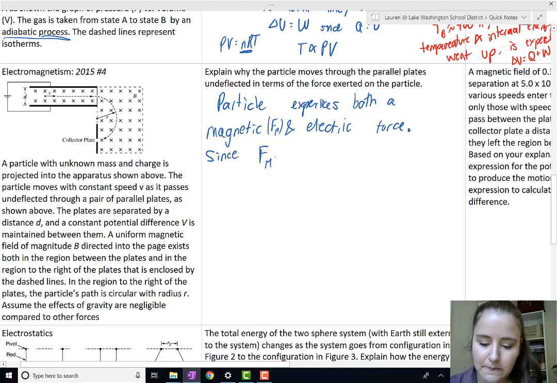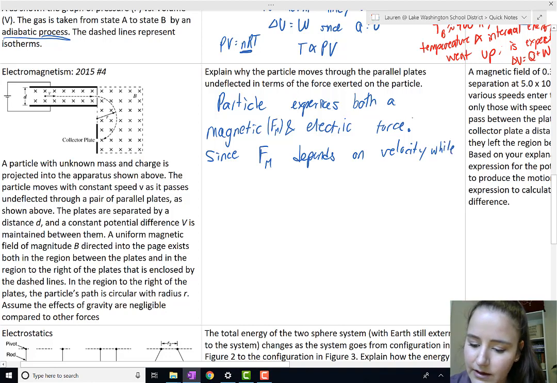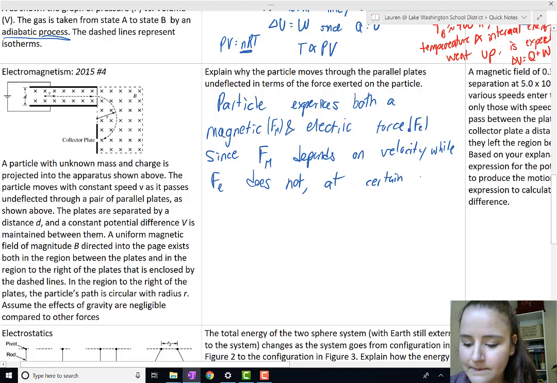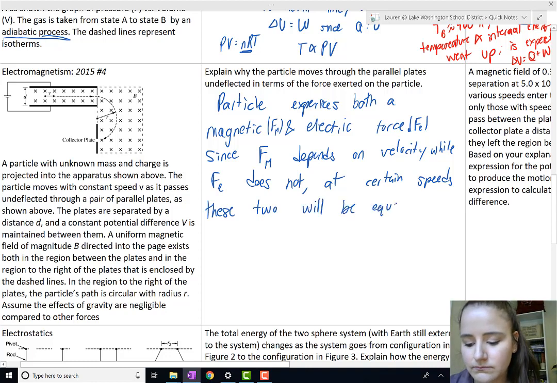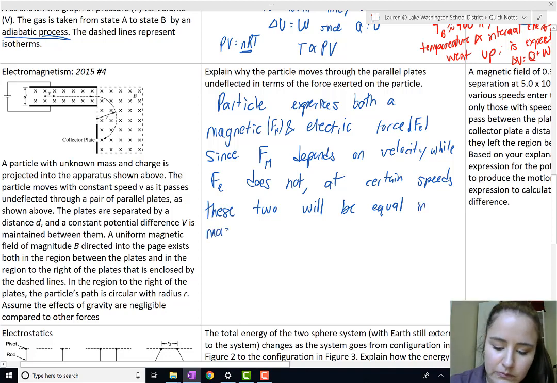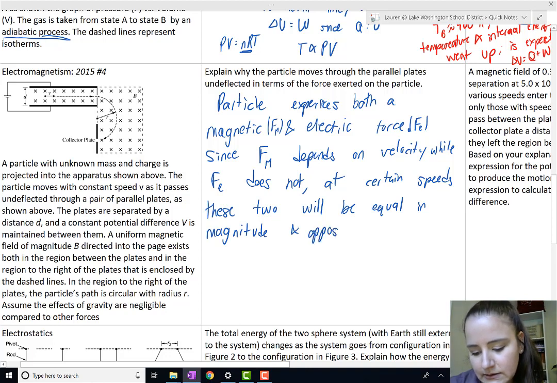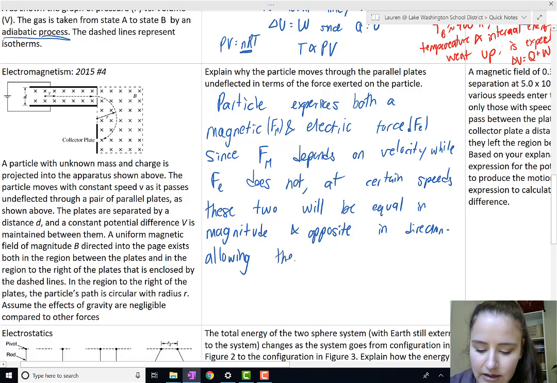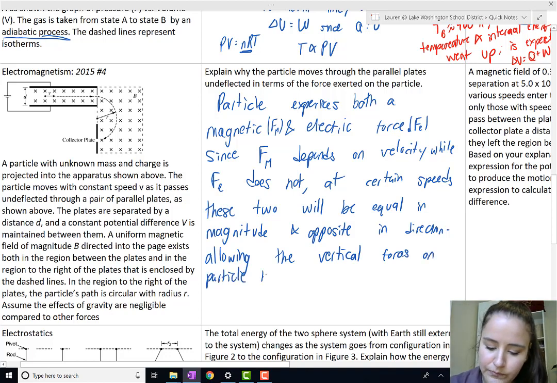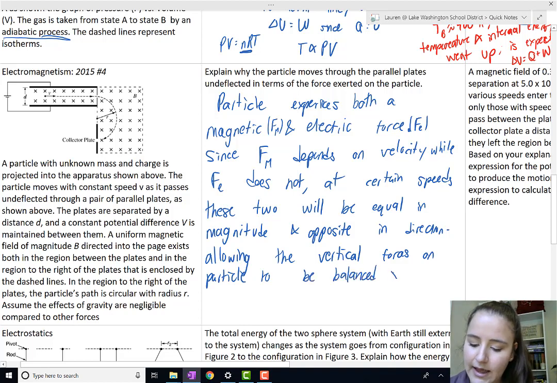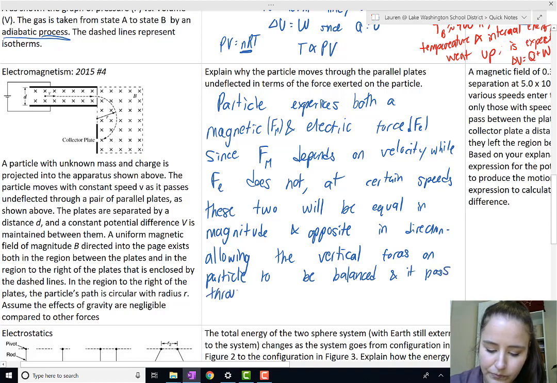Since the force magnetic depends on velocity, while the electric force does not, at certain speeds these two will be equal in magnitude and opposite in direction, allowing the vertical forces on the particle to be balanced. And it passed through undeflected.